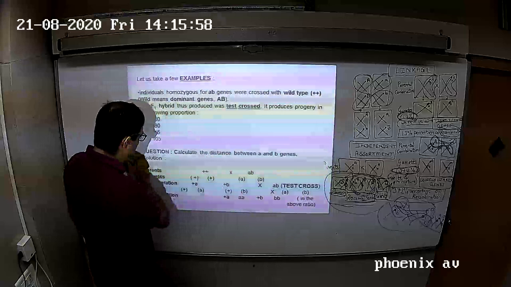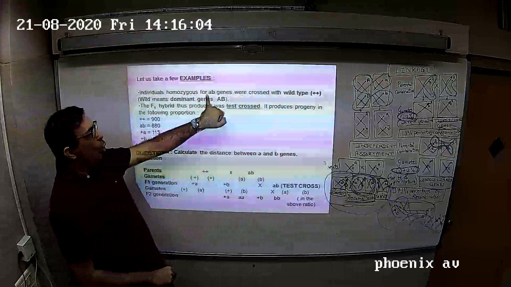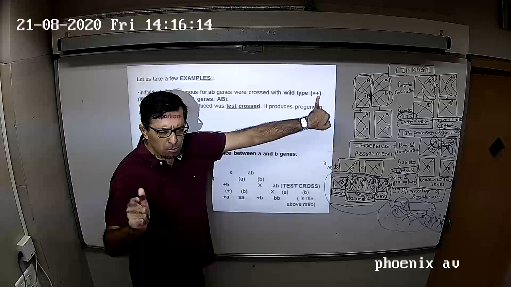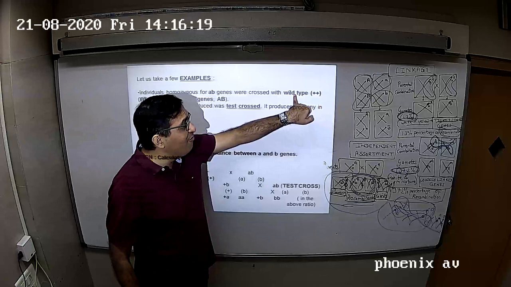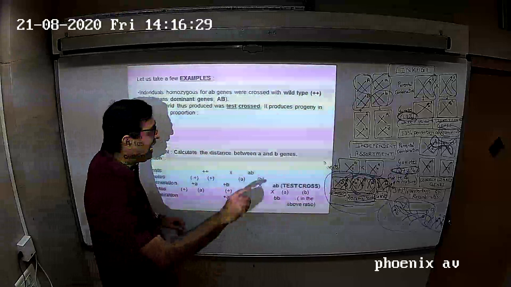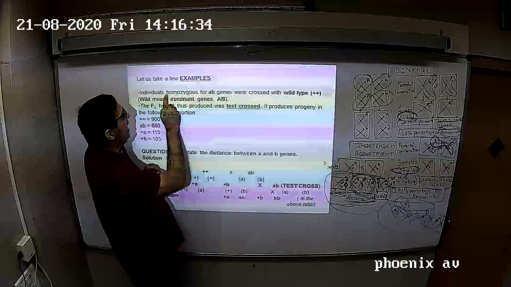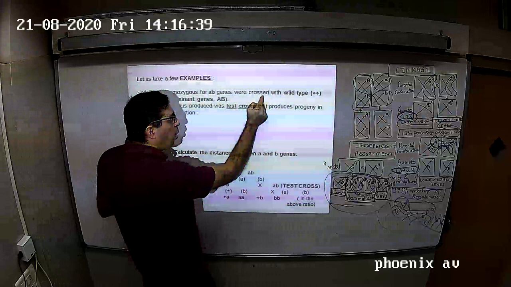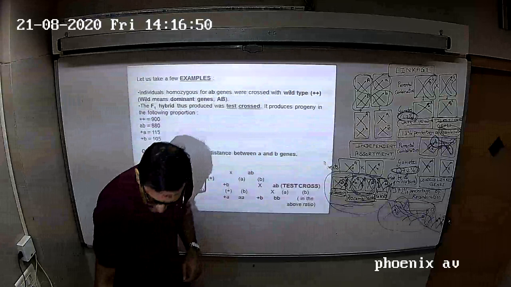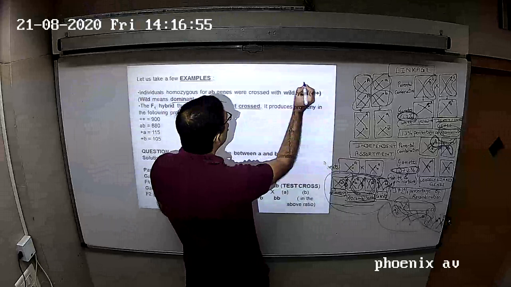Let's take a few examples. Individual homozygous for small a, small b was crossed with wild type, plus plus. Please remember, plus plus is called wild type, and wild means dominant gene. What does wild mean? Dominant gene, capital A, capital B. So when we say individuals homozygous for small a, small b were crossed with wild type plus plus, in other words, small a, small b was crossed with dominant gene capital A, capital B. So what is the cross? Small a, small b into plus plus.